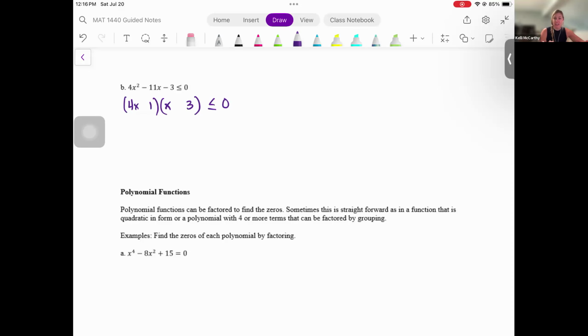Now I just need to pay attention to the signs. So they're factors of -3. One is positive, one's negative, but we want them to combine to give me -11x. So I really want a -12x and a positive 1x to get that -11x in the middle. From here, finding my critical points is setting each of those factors equal to 0. So we're going to get -1/4 and positive 3.